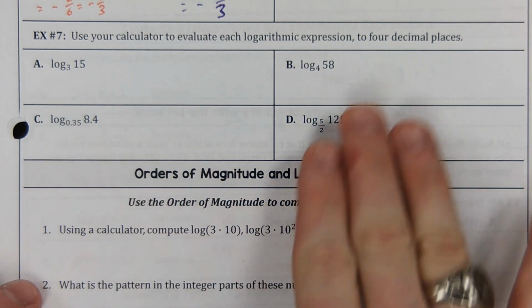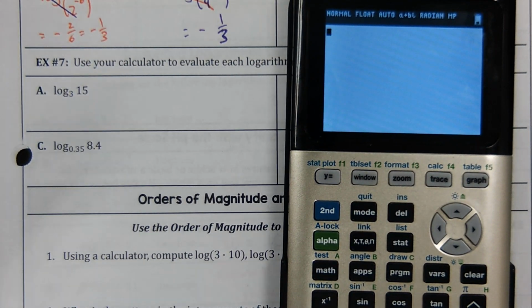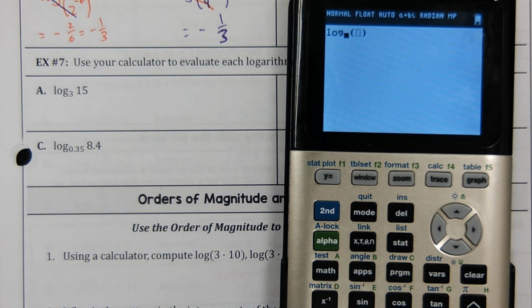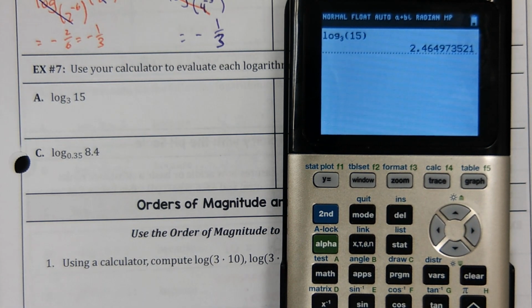Use your calculator to evaluate each one to 4 decimal places. And I kind of let the cat out of the bag. We already know how to do it, if our calculator does it. Under Math, somewhere in there is log base. So log base 3 of 15 is, it says to 4 decimals, but oddly enough, if you go to 4 decimals, it's going to round to 3 decimals. So we get 2.465.